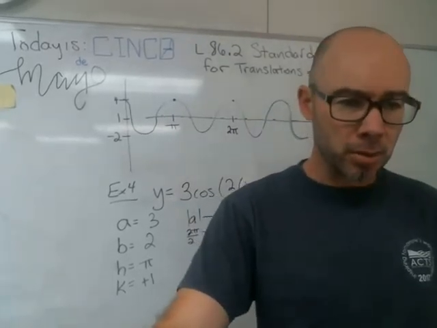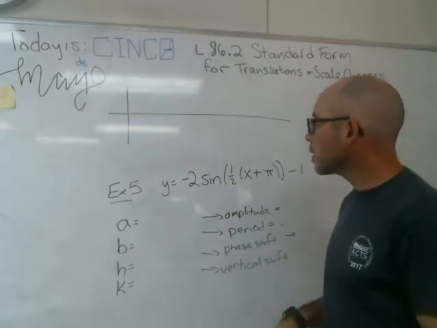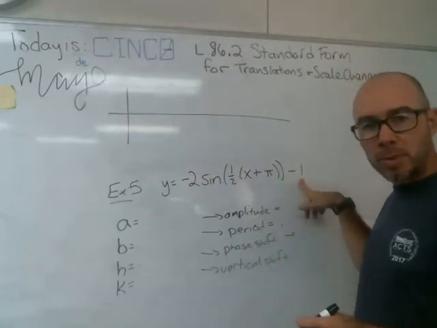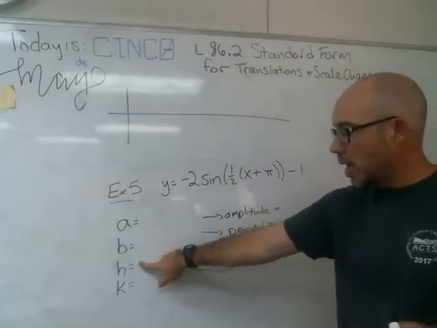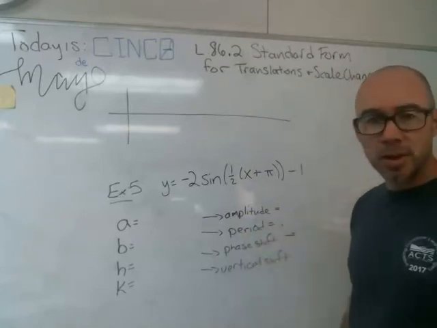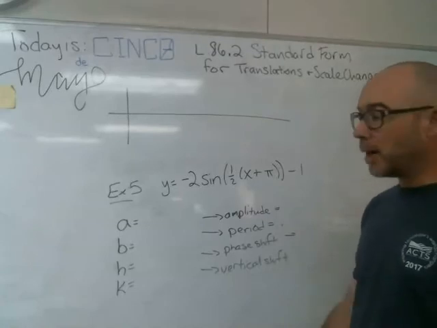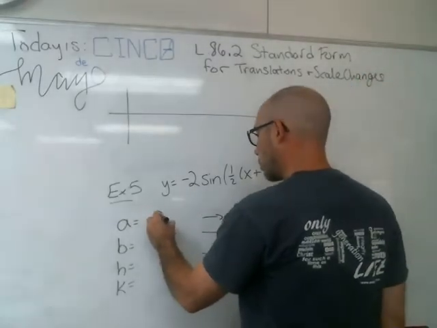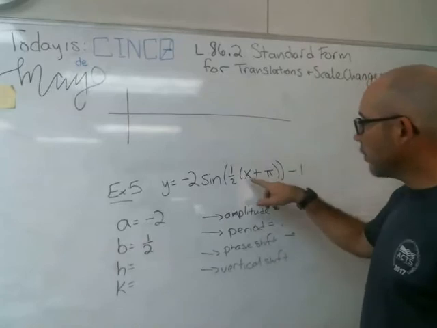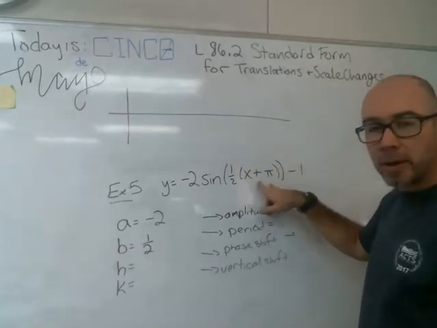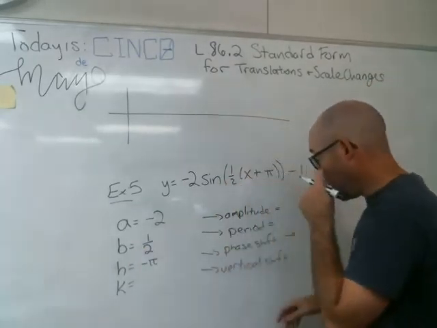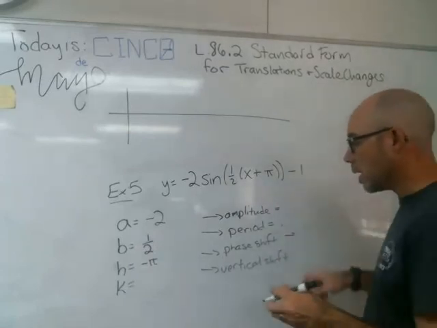Let me put another one up here on the board. Example 5. Same setup. We've done 4 things to this problem. So we want to first identify what's A, B, H, and K from the standard form. And then from there, we're going to interpret the amplitude, period, phase shift, vertical shift, and then we're going to draw it. So A is -2, and then B is right there. It's 1/2. The standard form is x minus h, so we must have a minus pi here for h, -pi, and the k is sitting out here, plus k, so -1.